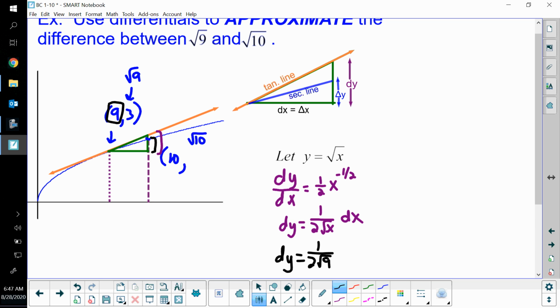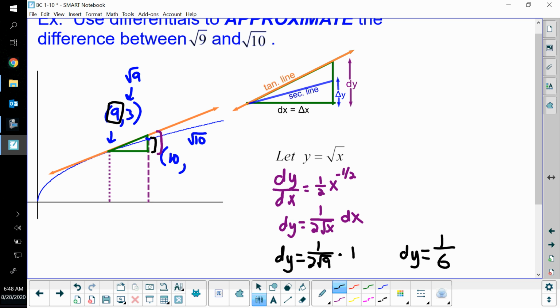And then dx is represented by the change in the x. If we go from square root of 9 to square root of 10, the x value went from 9 to 10. So that's an increase of 1, so we would just have 1 for that. Now, it's not always going to be 1. If we wanted, say, square root of 9.5, that would have been 0.5. If we wanted square root of 8.5, that would have been negative 0.5, because it would have been 0.5 below our nice x value. Therefore, our dy just becomes 1/6.